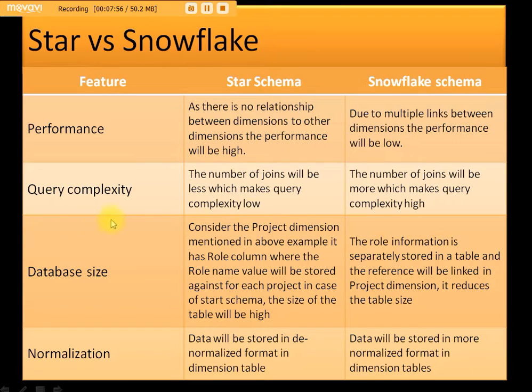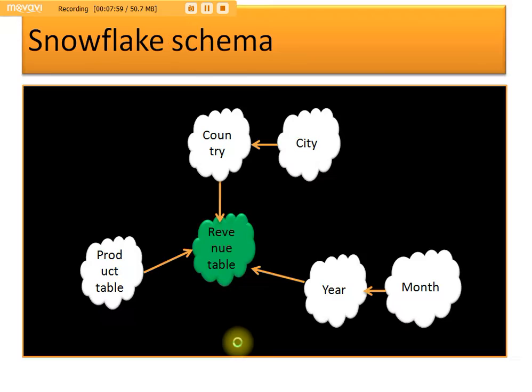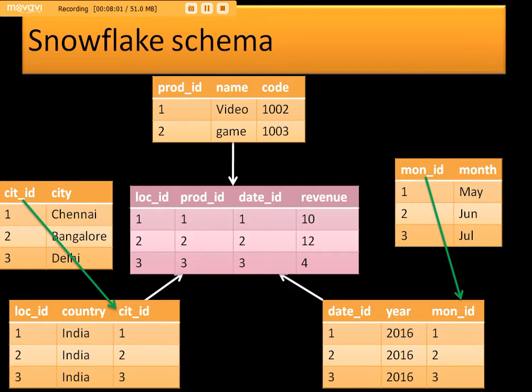I will explain the database size and normalization now. Here you can see that in the star schema we stored the data with the month value itself in the month column. When we store the month column as a string varchar, it will occupy more size. When you do it like this, the size will be reduced by using a normalization activity. Thank you.